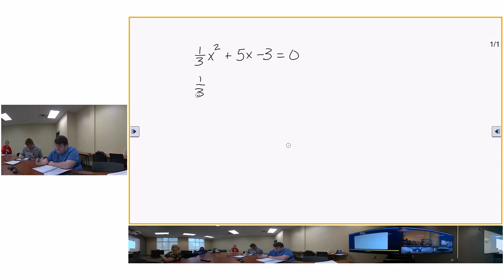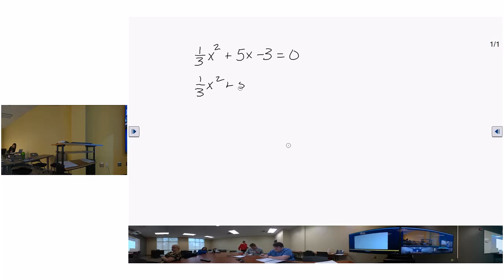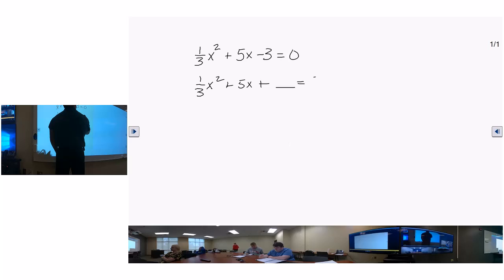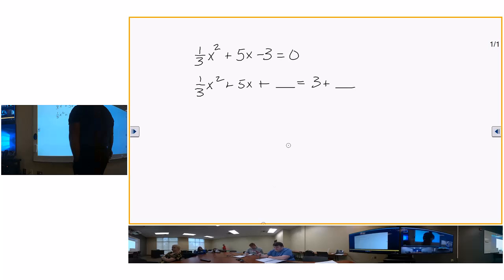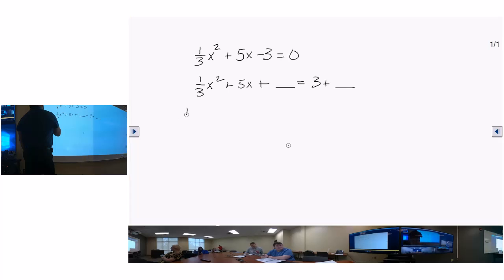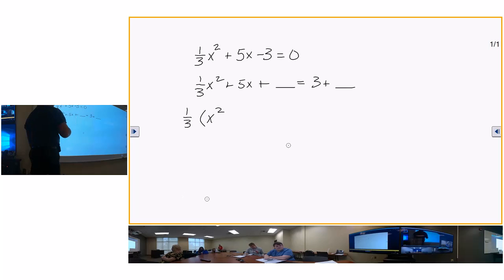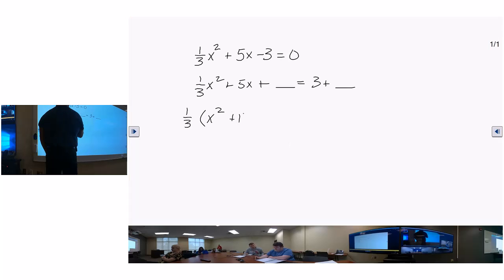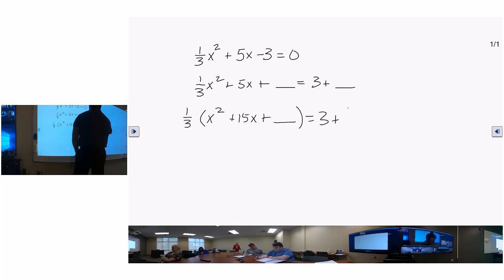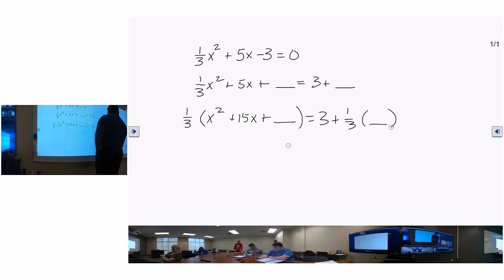So 1/3 x squared plus 5x plus blank is equal to 3 plus blank. Factor out the 1/3, and that's going to give us 1/3 times x squared plus 5 over 1/3, that gives us what, 15? Somebody help me out. Yep. 15x plus blank is equal to 3 plus 1/3 times blank.